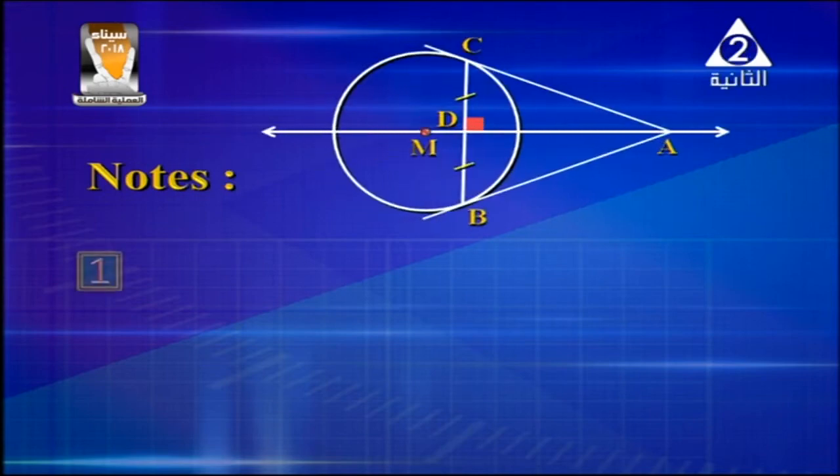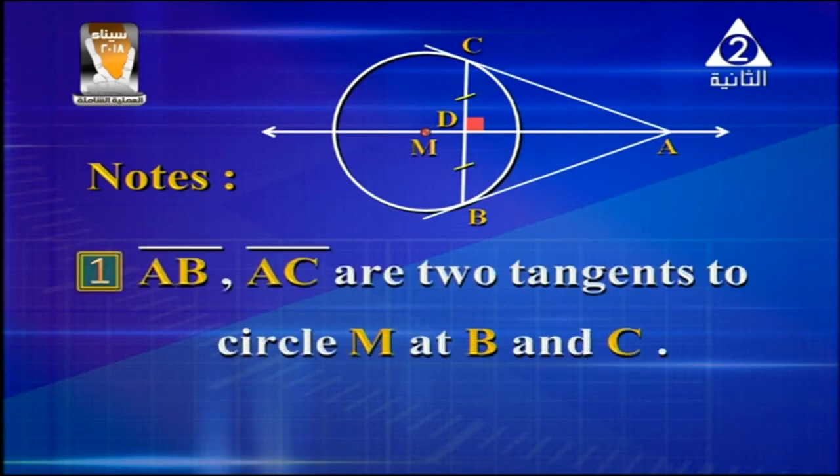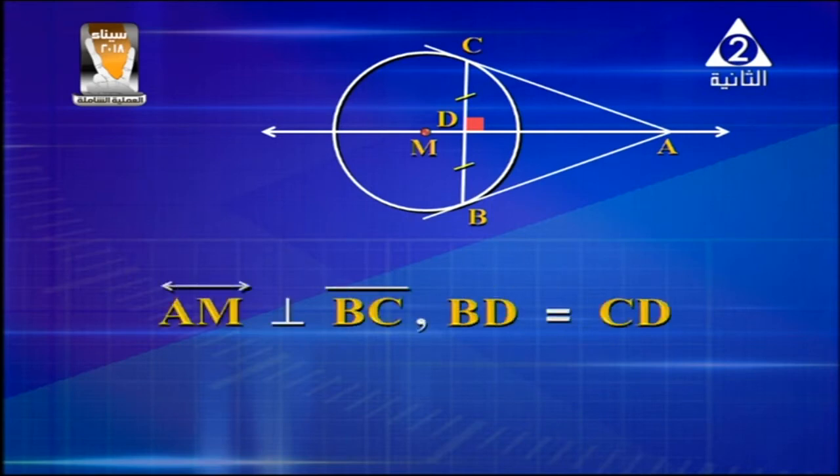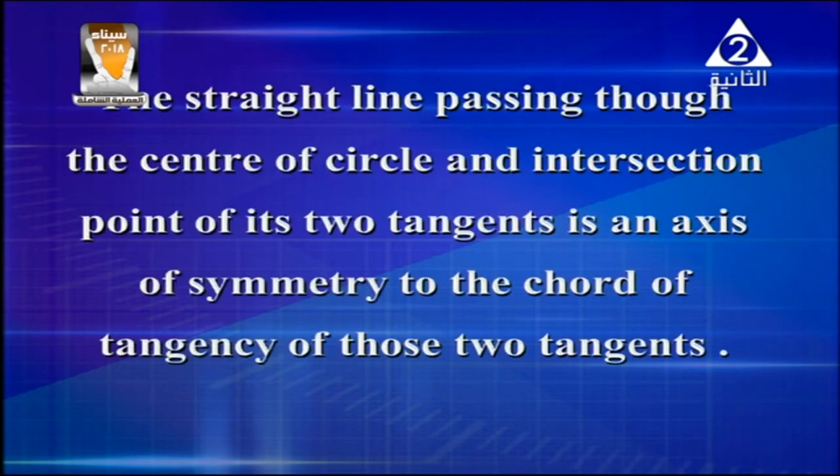Some notes you must take care of. The first one says that in the figure opposite, if AB and AC are two tangents to circle M at B and C, then we can say that AM is the axis of BC, as BD and CD are equal. So the straight line passing through the center of the circle and the intersection point of its two tangents is an axis of symmetry to the chord of tangency of these two tangents.